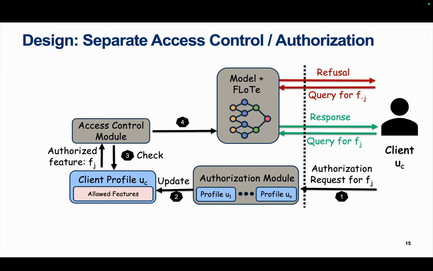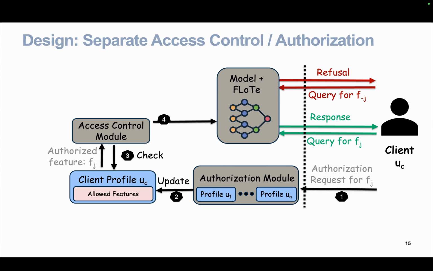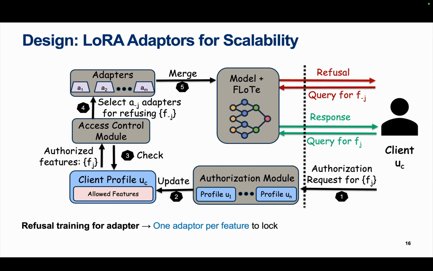On top of this, we add this access control module separate from the model, which determines the allowed set of features for a client, and then we selectively attach adapters to lock unauthorized features. So this is the overview of Locket, and each adapter is refusal trained to lock one feature per adapter.